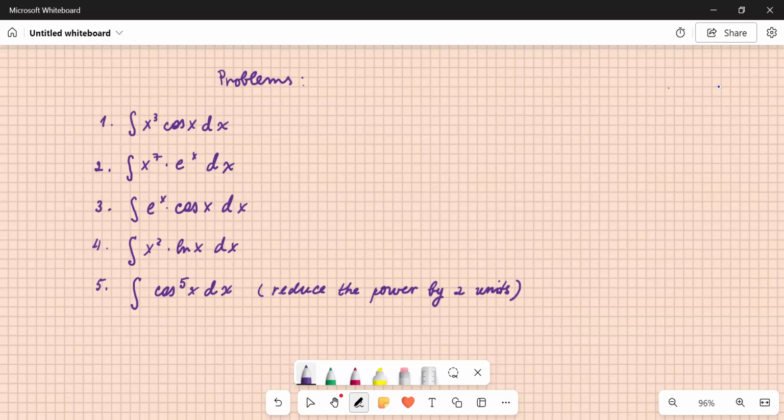Means that your final answer is going to have the integral of cosine cubed of x dx. So you don't need to finalize the integral. You just need to make one step of the reduction formula. Okay?